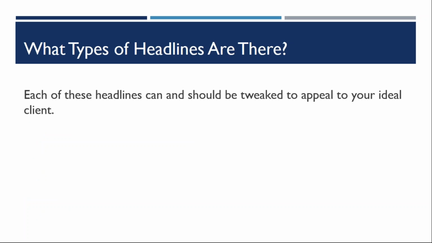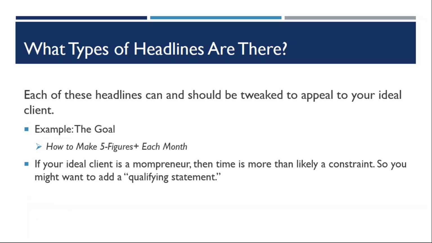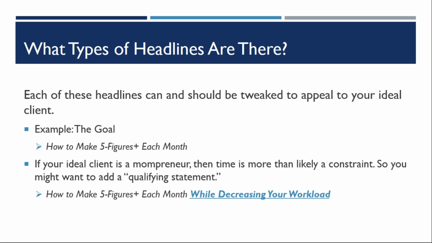Now, each of these headlines can and should be tweaked to appeal to your ideal client. So with that example that I used on the last slide, how to make 5 figures plus each month, if your ideal client is a mompreneur, then time is more than likely a constraint. So you might want to add a qualifying statement. An example of this would be how to make 5 figures plus each month while decreasing your workload.